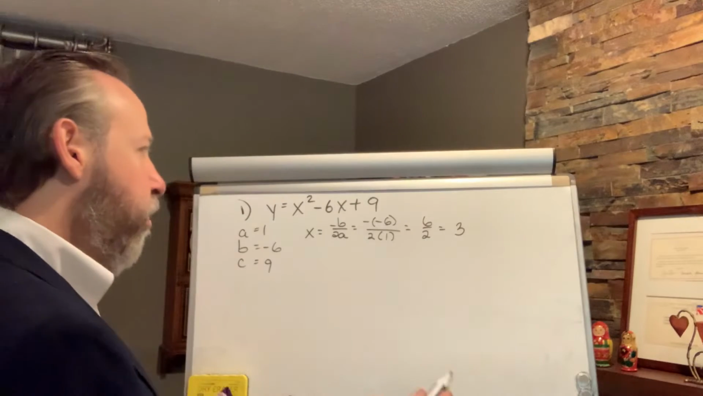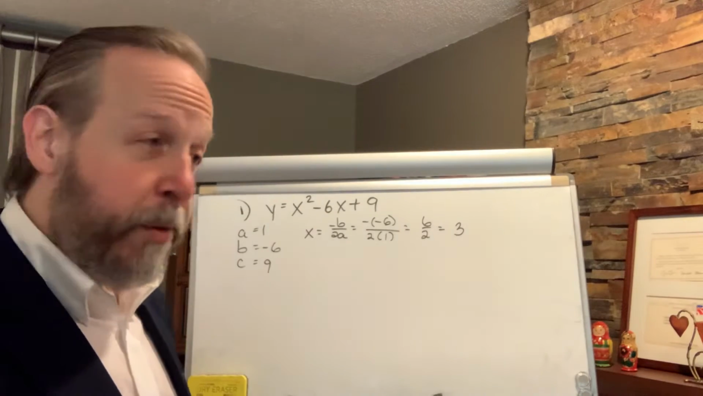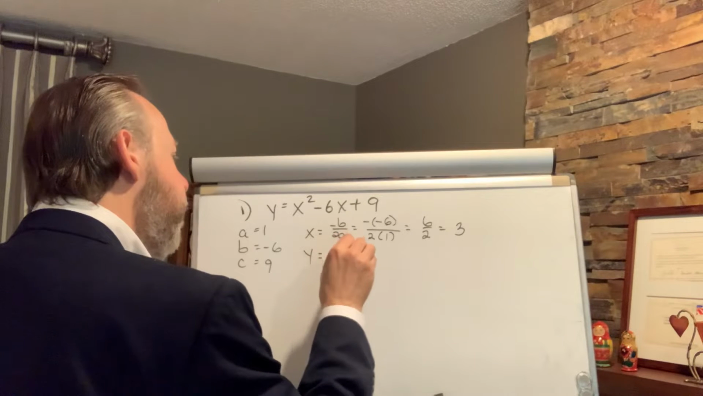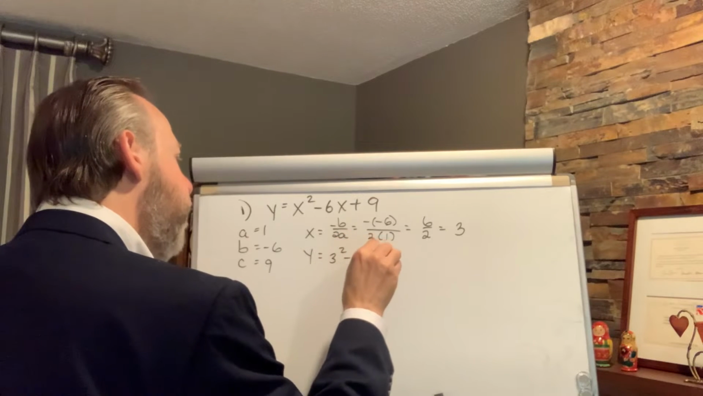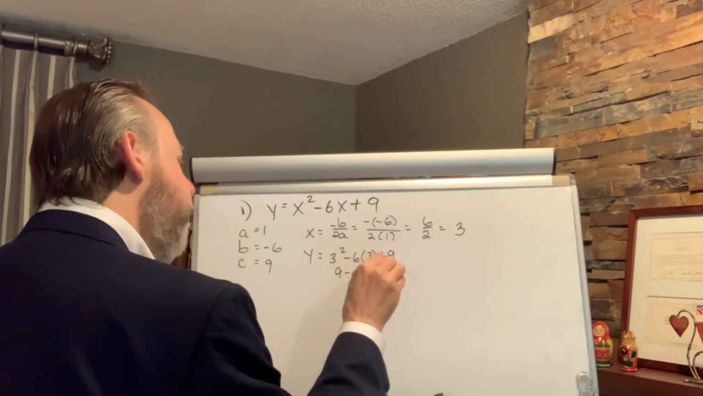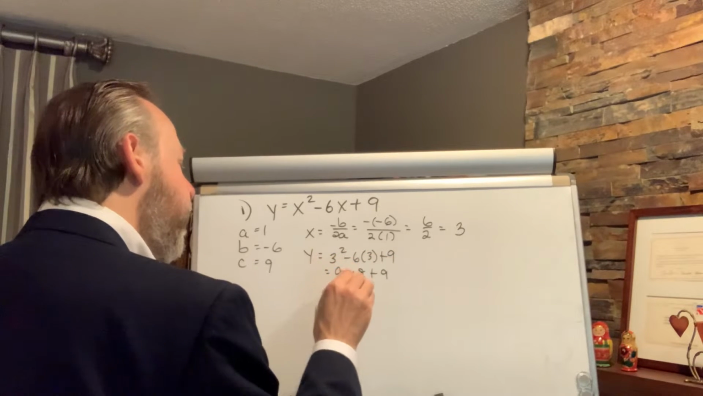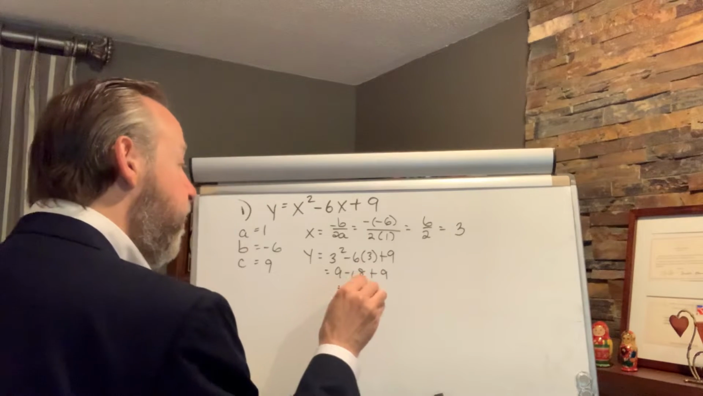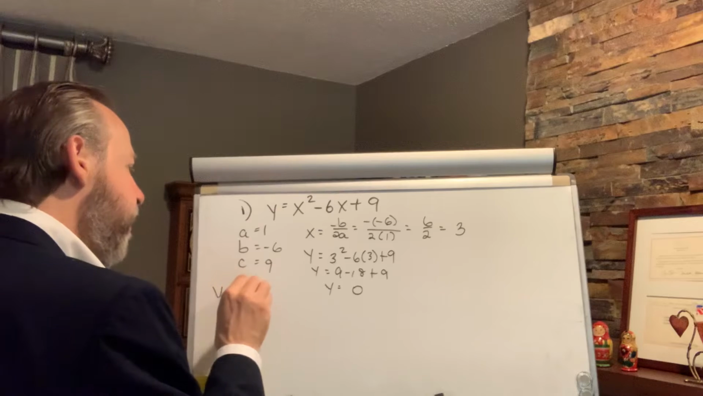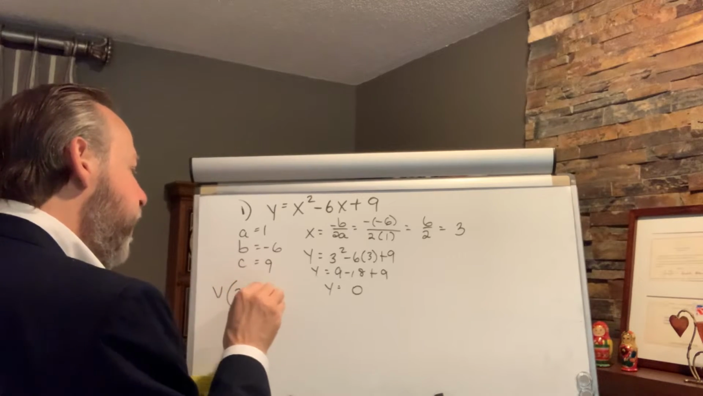And then we plug in 3 as an x value to determine what the output would be. y equals 3 squared minus 6 times 3 plus 9. That's 9 minus 18 plus 9. 9 minus 18 is -9, plus 9 is 0. So the vertex of this parabola is at the coordinate (3, 0).